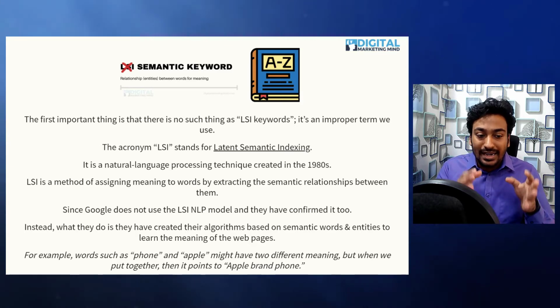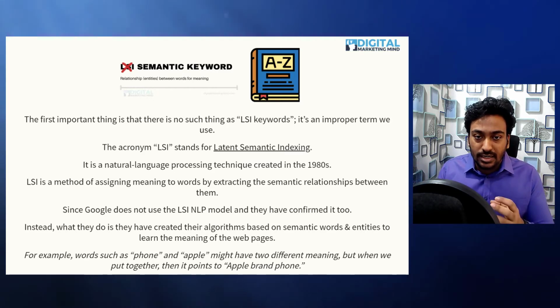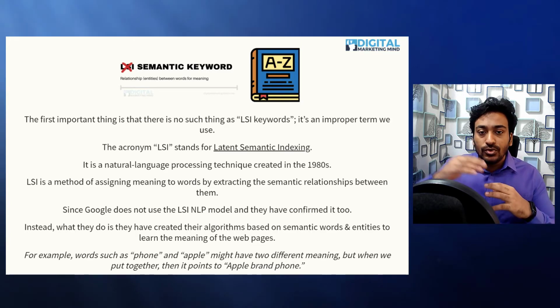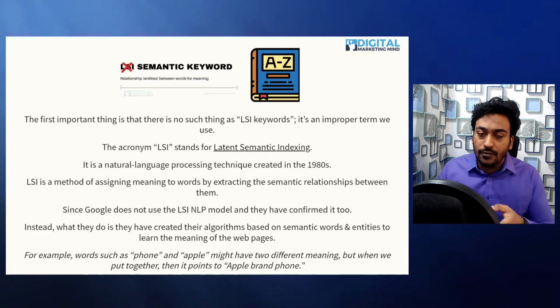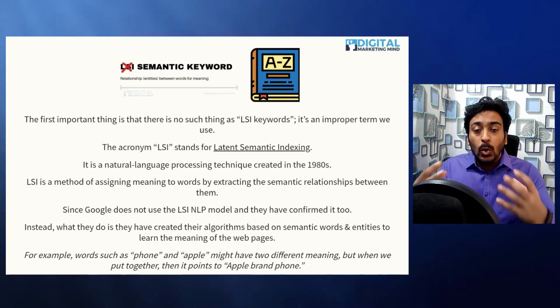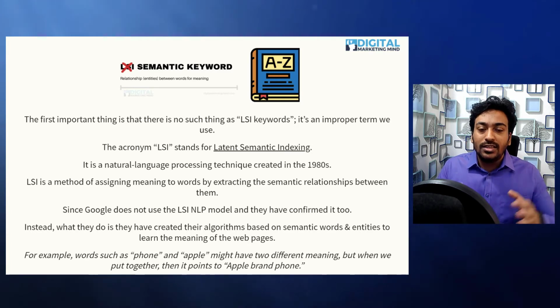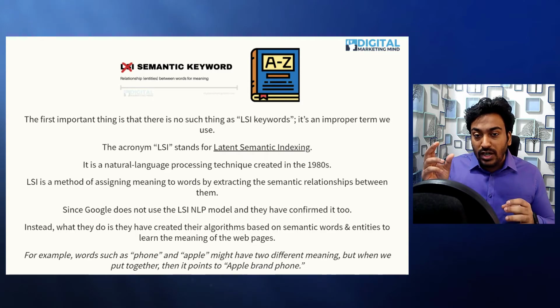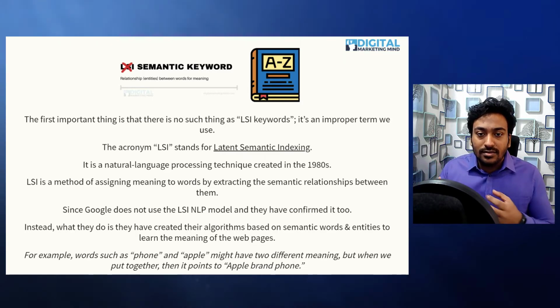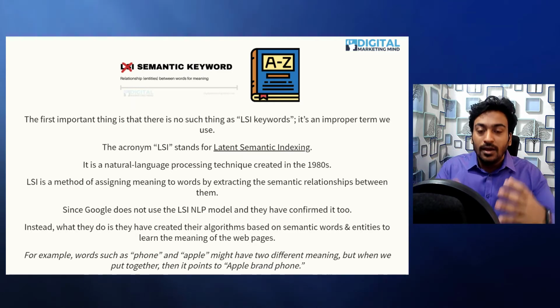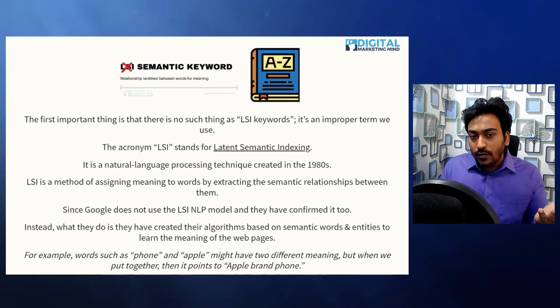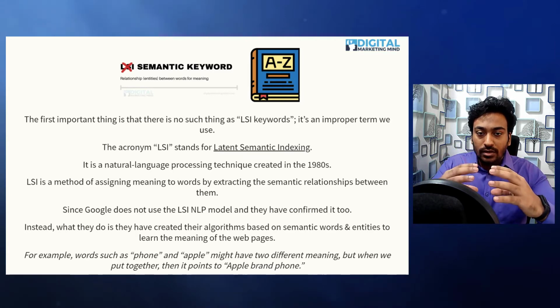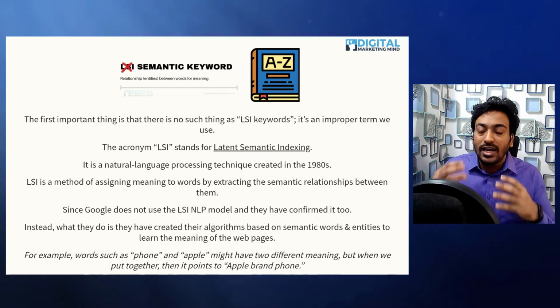LSI just stands for a latent semantic indexing patent, a study done in the 1980s to give a relationship between existing content to understand it better. But Google doesn't use this particular model in their algorithm. They have confirmed and said it. Instead, they have created their own semantic model where they know these are the words which are linked to this. When I mention entities, that means this word connected to this word will create a separate meaning, something like apple and phone, where each of these words has a different meaning when looked at separately, but when we put both together, then we know this is relevant to a phone. So that is what it does.